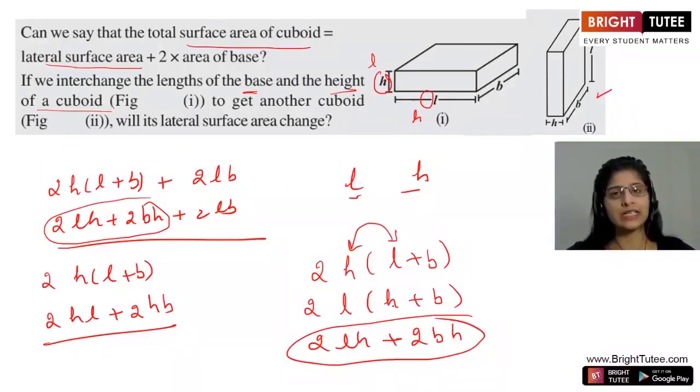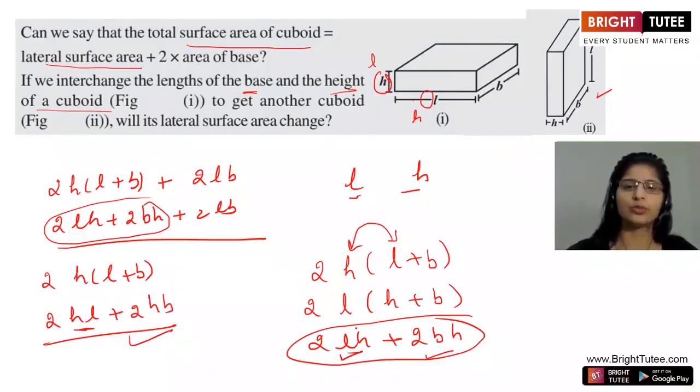So are we getting the same formula? Instead of L plus B, we are writing H plus L. So the area of the four walls in total will be the same, right, whether you make it stand or you make it lie horizontally on the plane surface. So yes, we get the same lateral surface. Here also 2LH is there, 2LH is there, 2BH is there, 2BH is there. Yes, so it doesn't get changed after exchanging height and length.